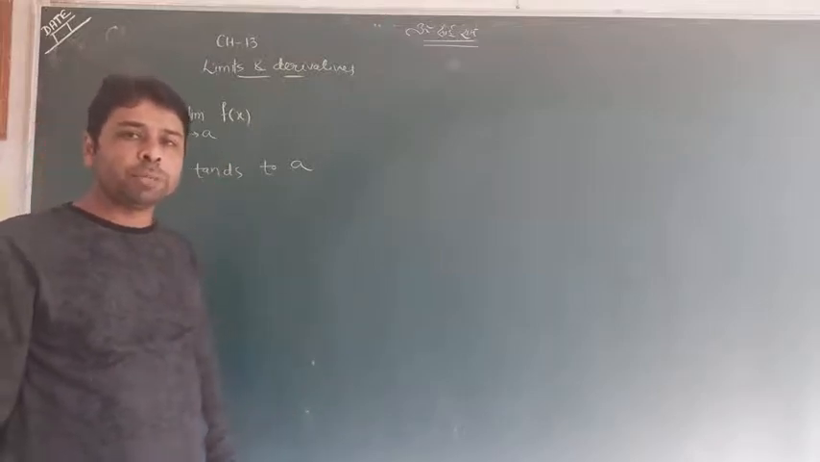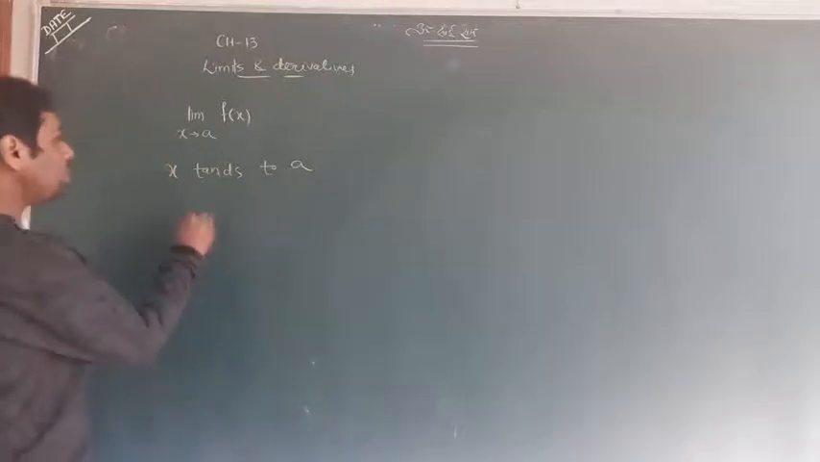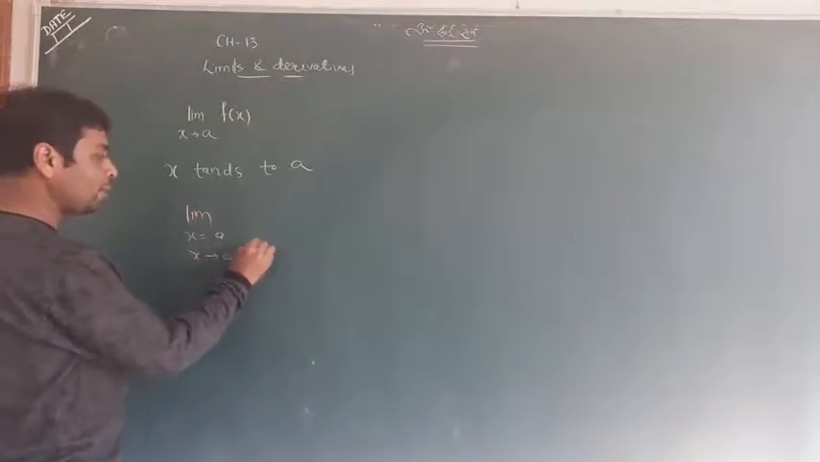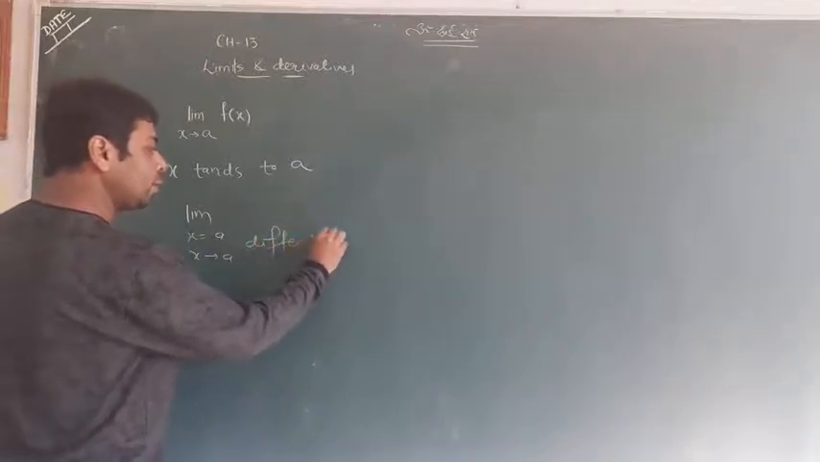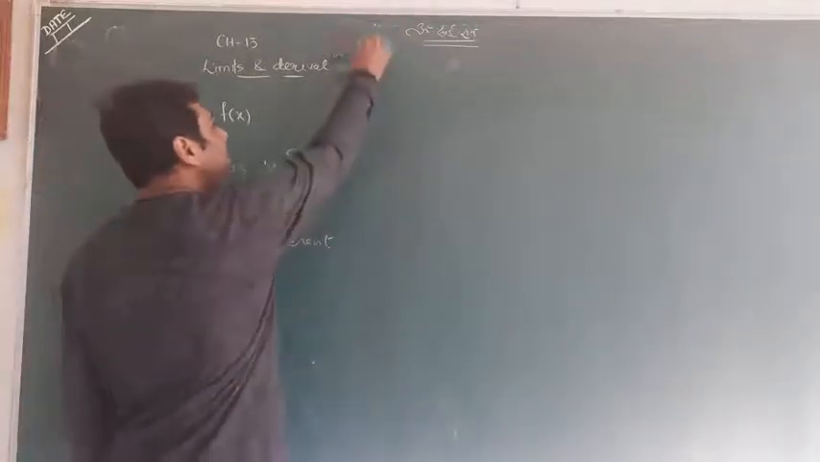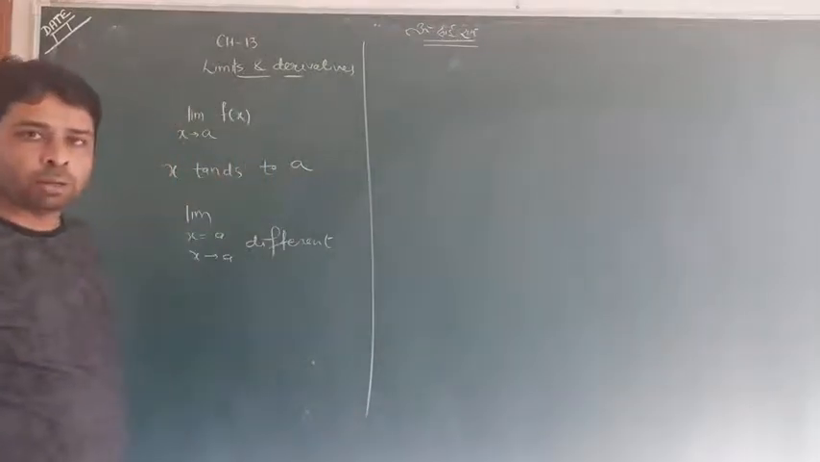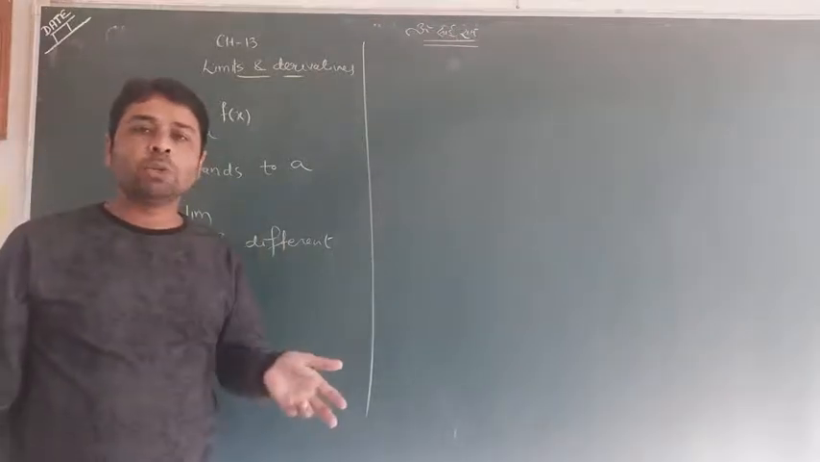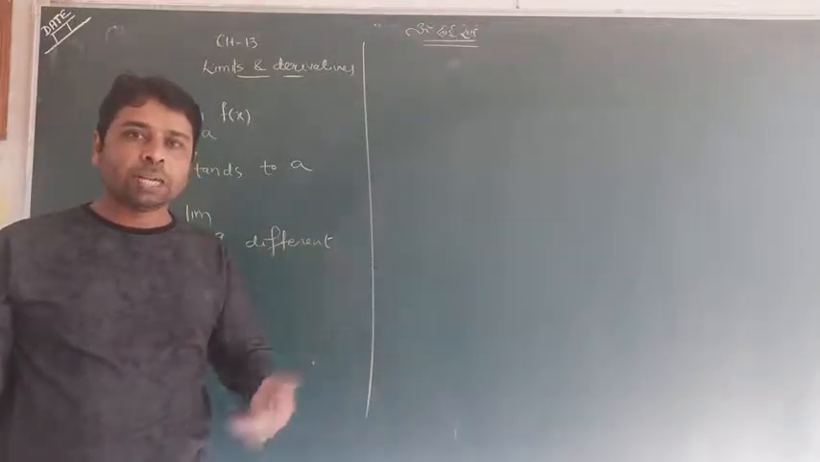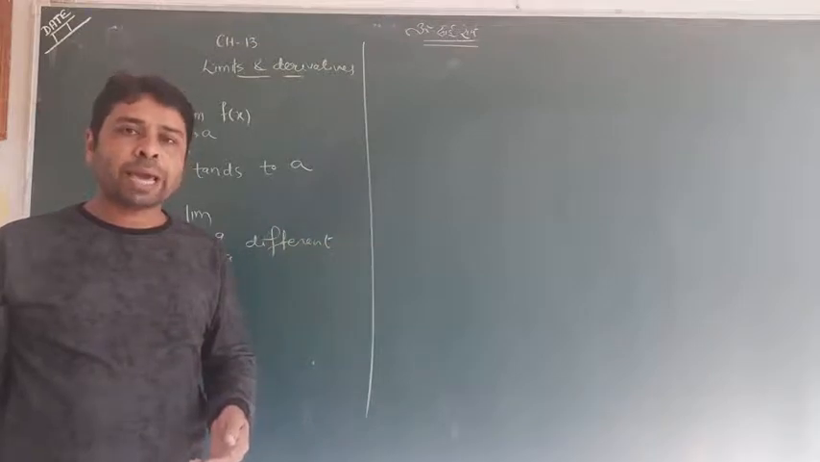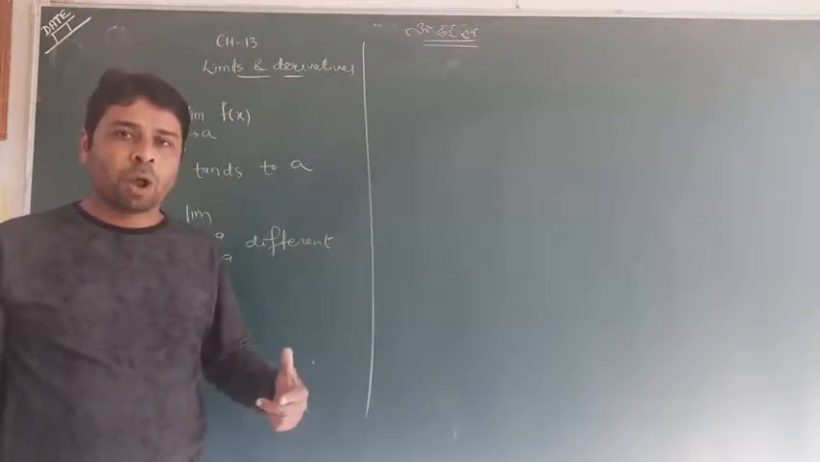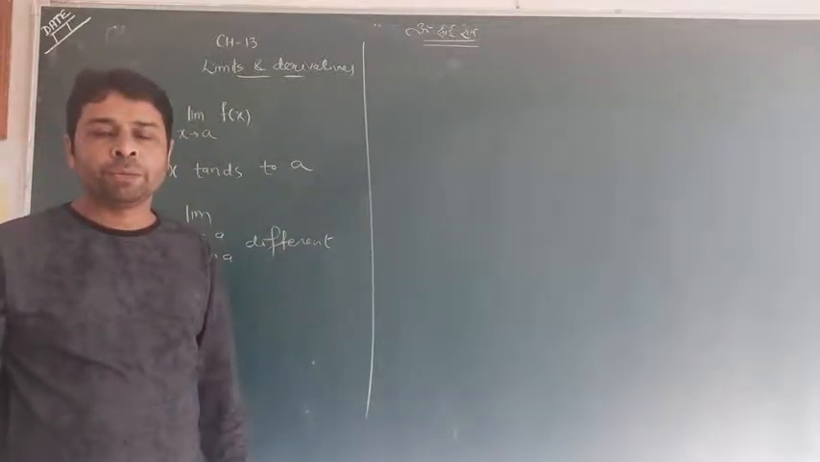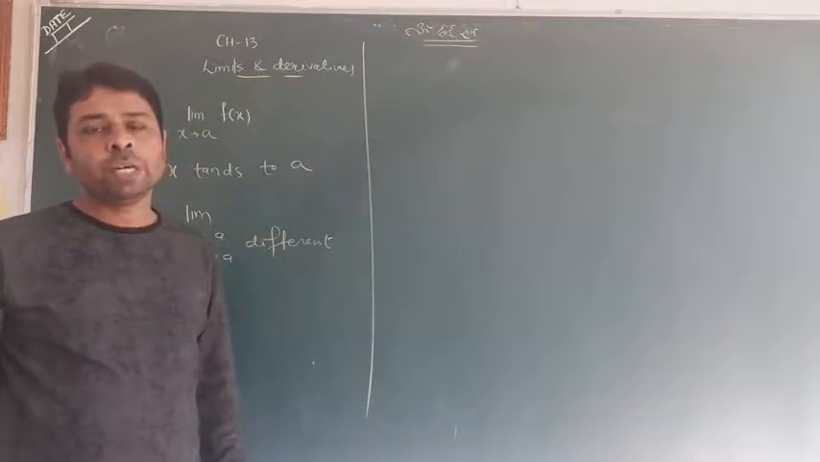I will tell you slowly the meaning of x tends to a. What is the difference between x equal to a and x tends to a? Both are different. Let me explain the meaning of this symbol. x equal to a means x is exactly equal to a. But x tends to a means x is reaching nearer and nearer to a.